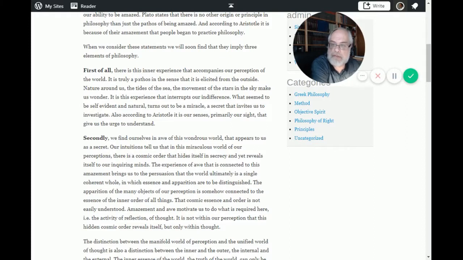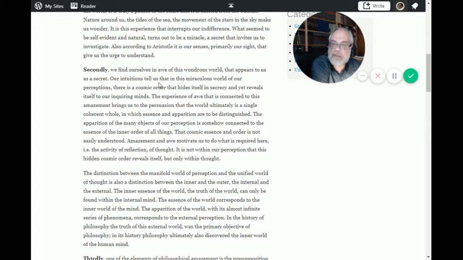First of all, there is this inner experience that accompanies our perception of the world. It is truly a pathos in the sense that it is elicited from the outside. Nature around us, the tides of the sea, the movement of the stars in the sky, make us wonder. It is this experience that interrupts our indifference. What seemed to be self-evident and natural turns out to be a miracle, a secret that invites us to investigate. Also, according to Aristotle, it is our senses, primarily our sight, that give us the urge to understand.